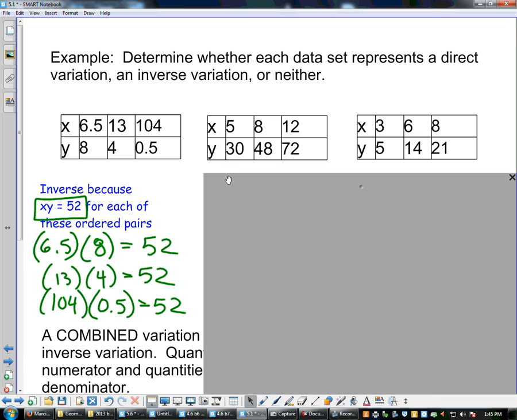Let's take a look at this next one. 5 goes to 30, 8 goes to 48, 12 goes to 72. I see that x's are going up and the y's are going up.